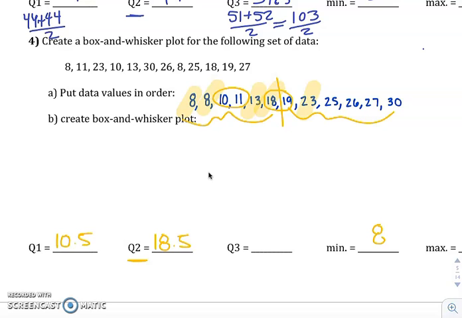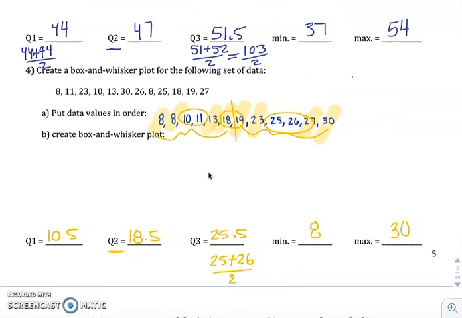Median of the upper half. So 19. What's in the middle of 25 and 26? 25 and a half. Again, if it's not as easy to tell what's in the middle, you can always just do 25 plus 26 and find the average, divide by 2. So now that we've got all of our pieces of information, we can go ahead and draw that box and whisker.